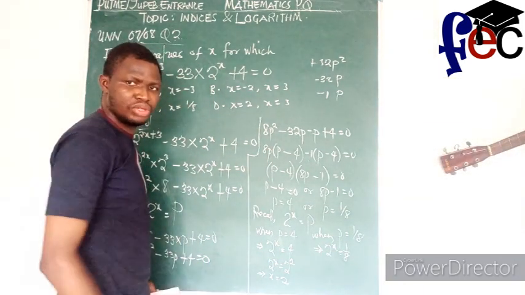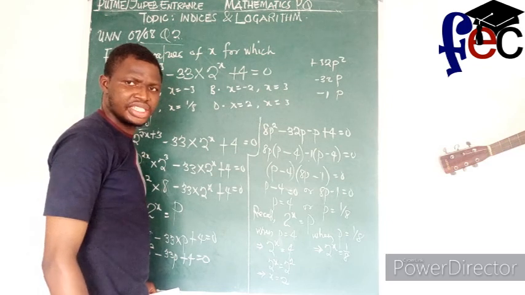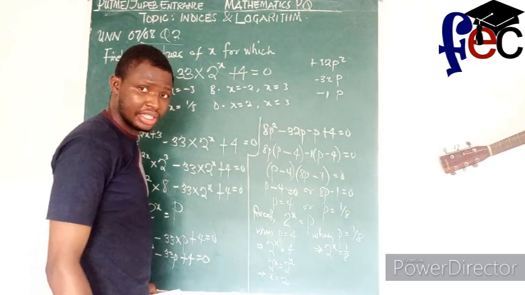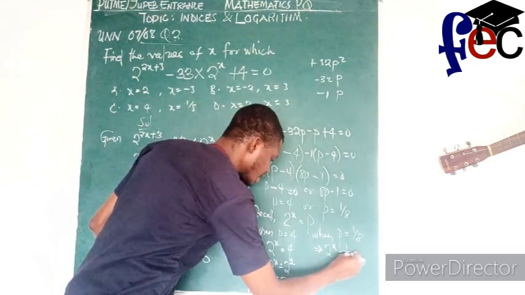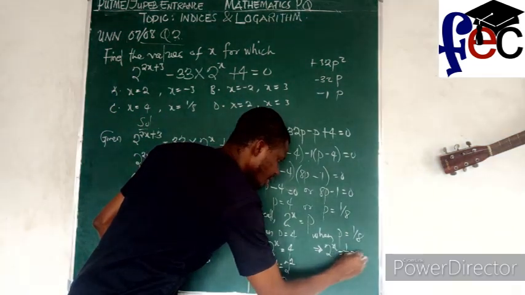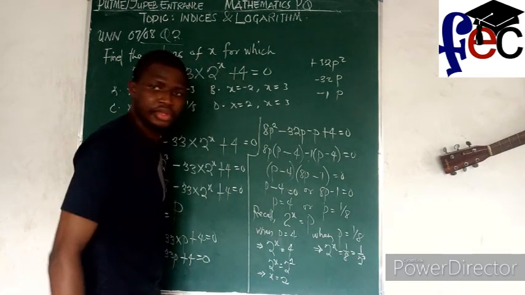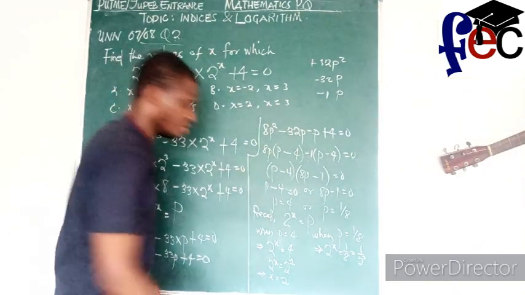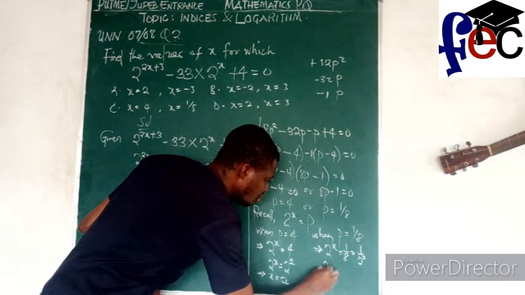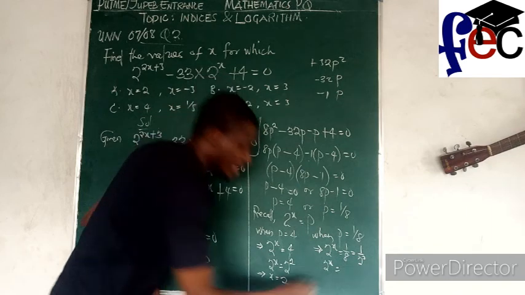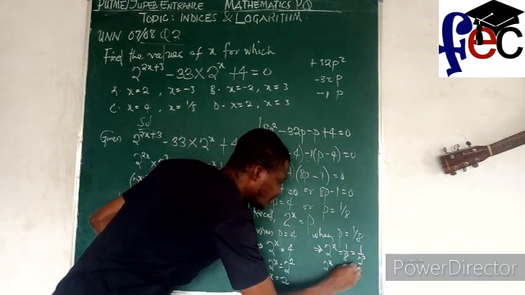And what is 1 over 8? Do you know 1 over 8 is the same thing as, I can write 8 as 2 raised to power 3, isn't it? So that means this same thing here is 1 over 2 raised to power 3. And how can I rewrite this? You will realize that I can write this in index notation as 2 raised to power minus 3.